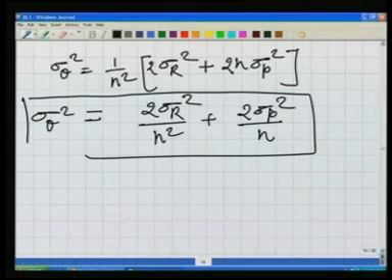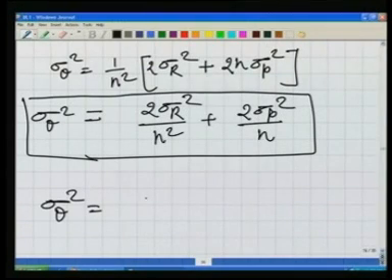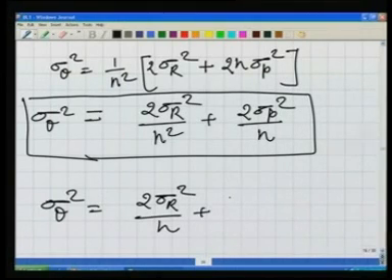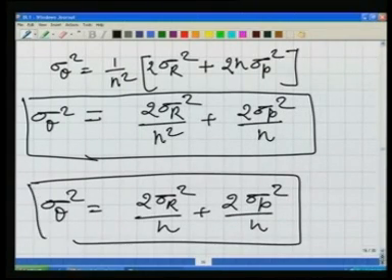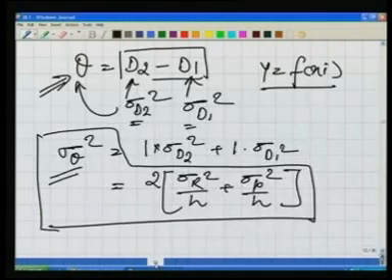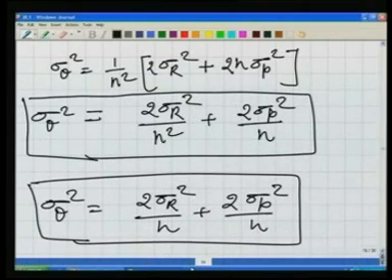Now we compare this with the one which we got for the method of reiteration. In that case we got sigma r square by n plus 2 sigma p square by n. This is what we got in the case of the method of reiteration, as you can see here. Now what is the meaning of this? Let's look into the meaning of this.